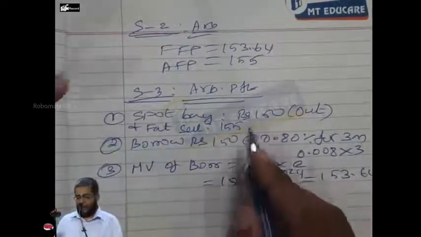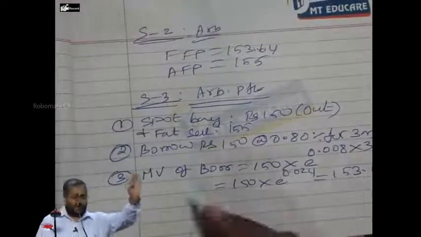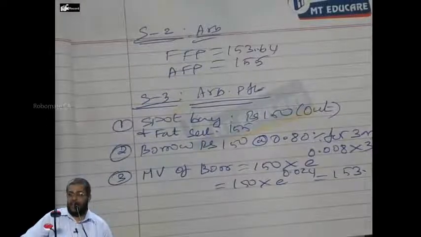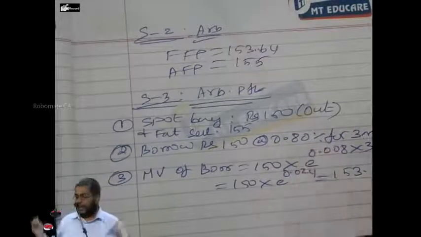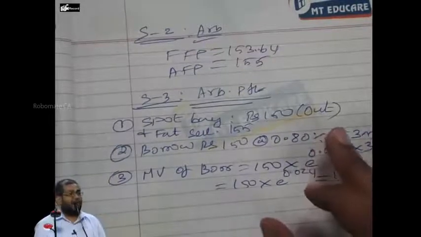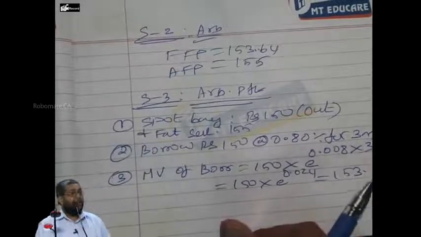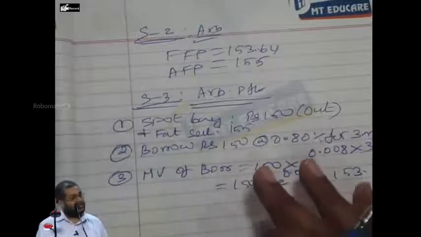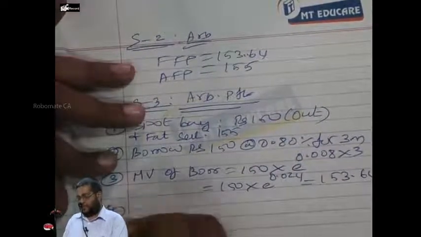Now, spot buy and futures sell. After 3 months, I have to repay how much? 153.64. How can I repay? By selling the share. Suppose the share is selling at 140 rupees. Will I suffer a loss of 13.64? No. I have a guaranteed selling price of 155. So what I can do is sell using the futures contract at 155. Yes or no?